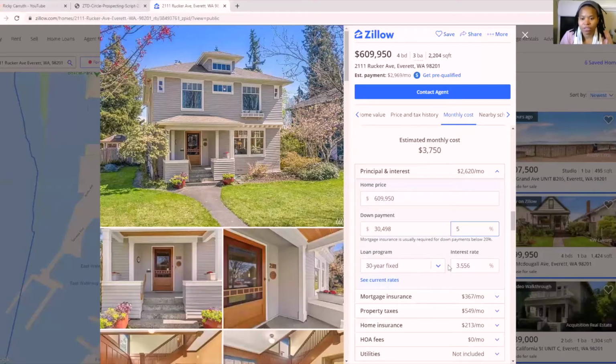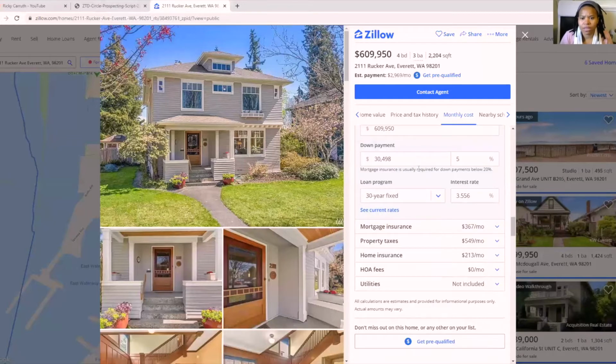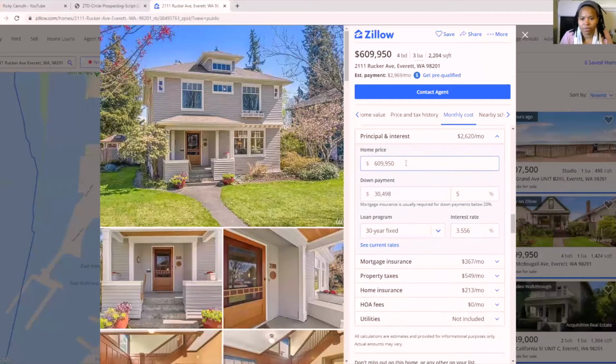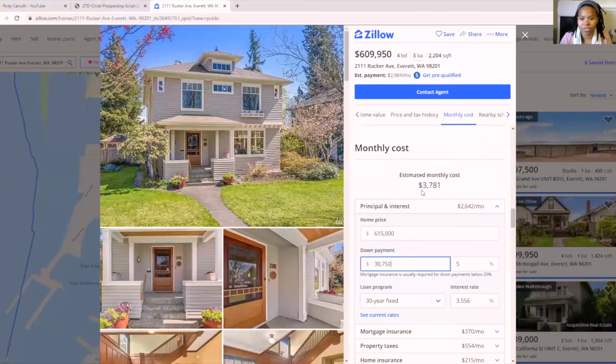The other thing to change here is the amount that you plan to offer. Okay, so now that we've got our down payment adjusted, let's say you're like, okay, I talked to my agent, I don't know, we're gonna do $615 on this house. You got to adjust that as well, so that way you can get an idea. And that then impacted the monthly cost. You see that it went up to $37.81.